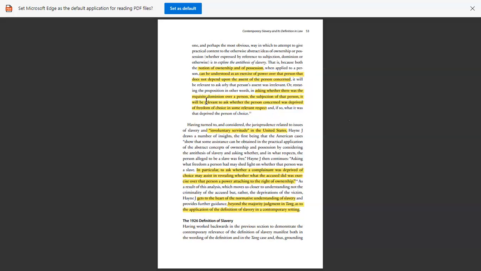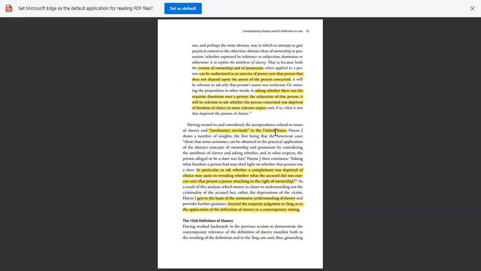Asking whether there was a requisite dominion over a person, the subjection of that person, it will be relevant to ask whether that person concerned was deprived of freedom of choice in some relevant aspect. So freedom of choice is huge. And if you're being deprived of your freedom of choice, then it basically is some form of possession and control. And it is tantamount to conditions like slavery.